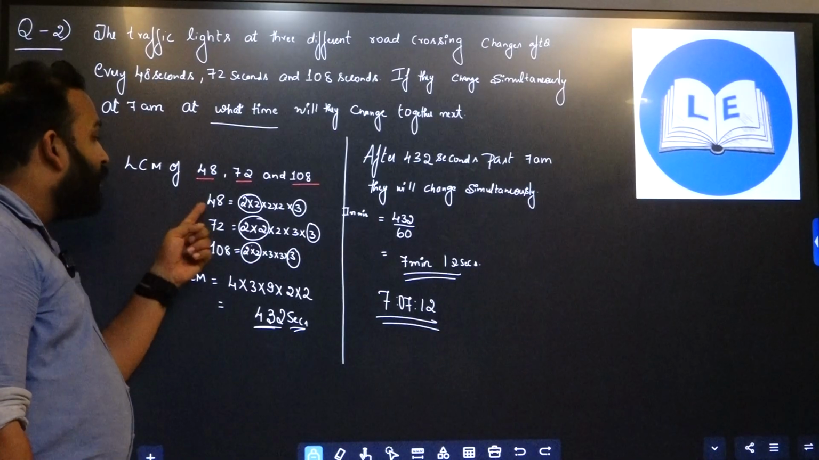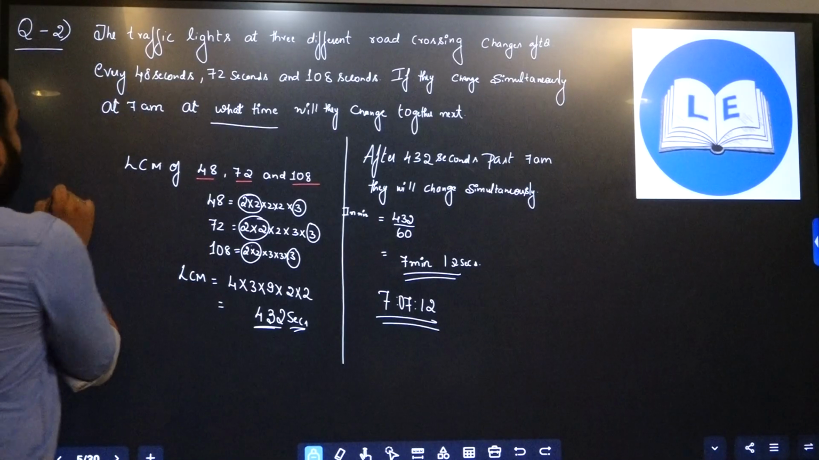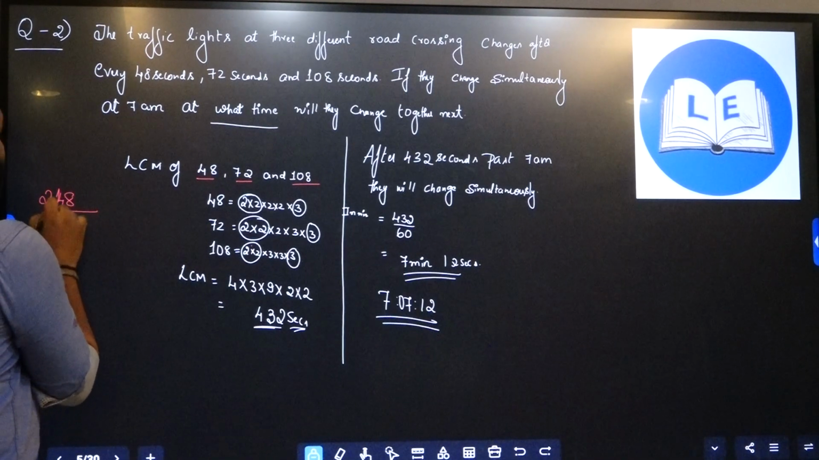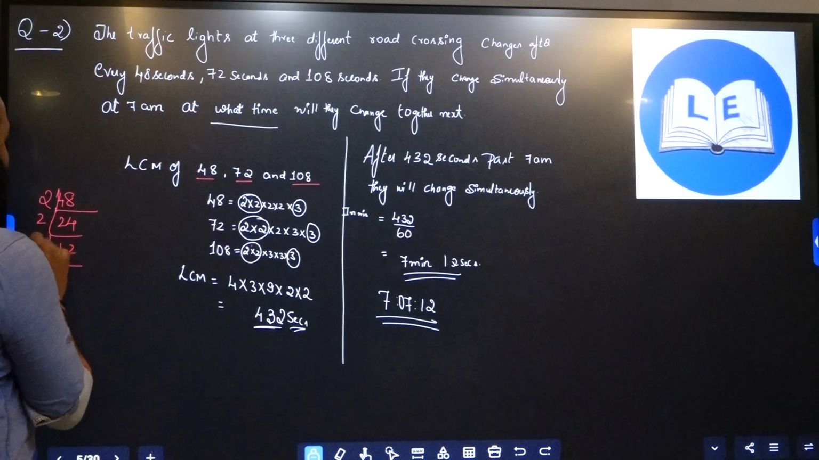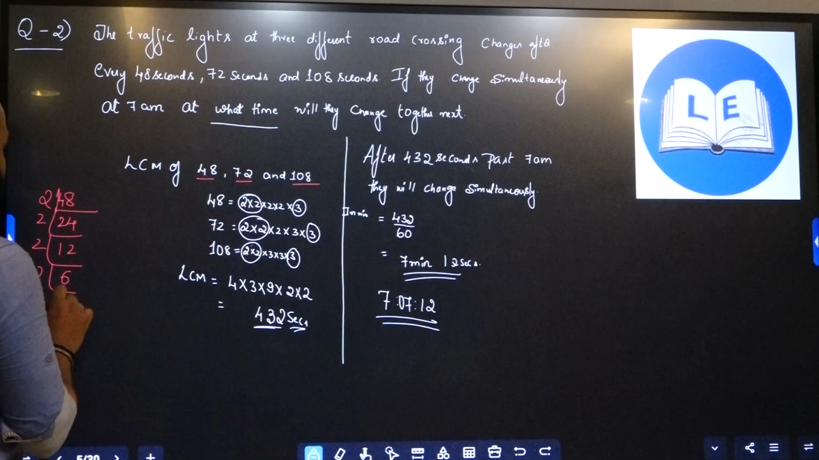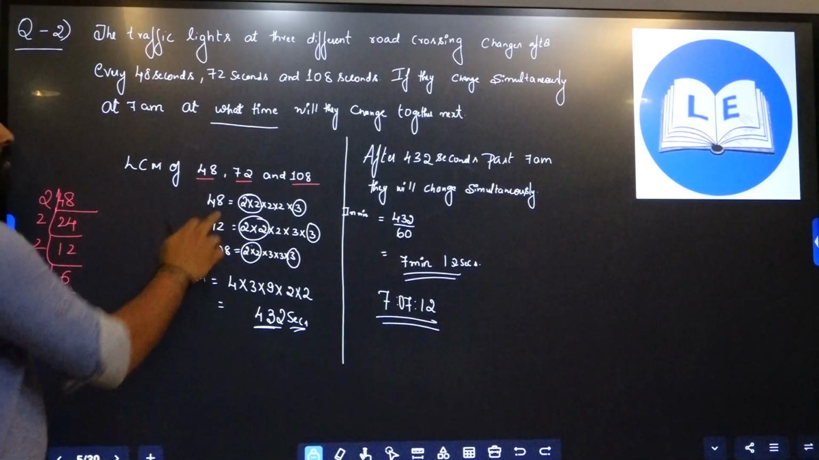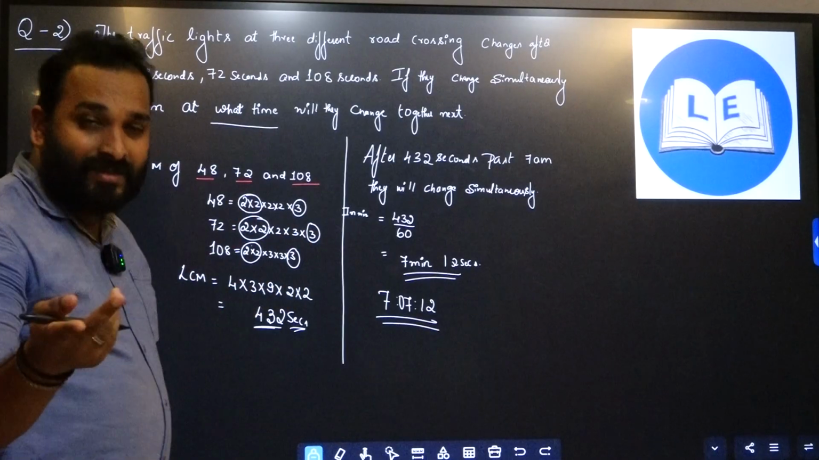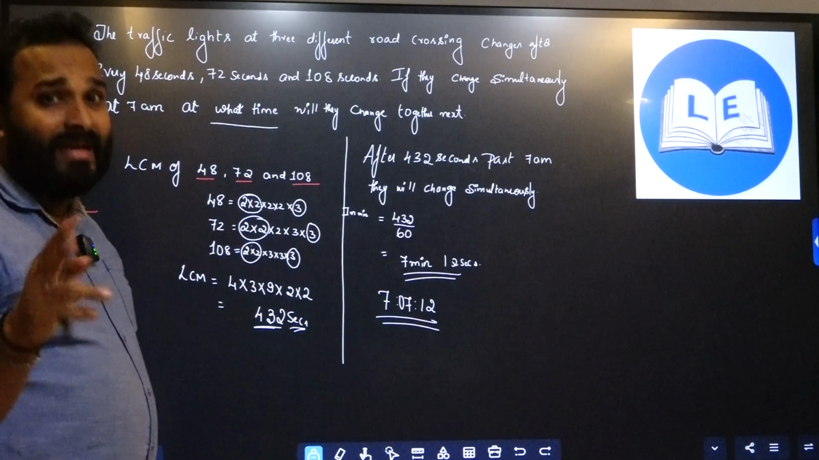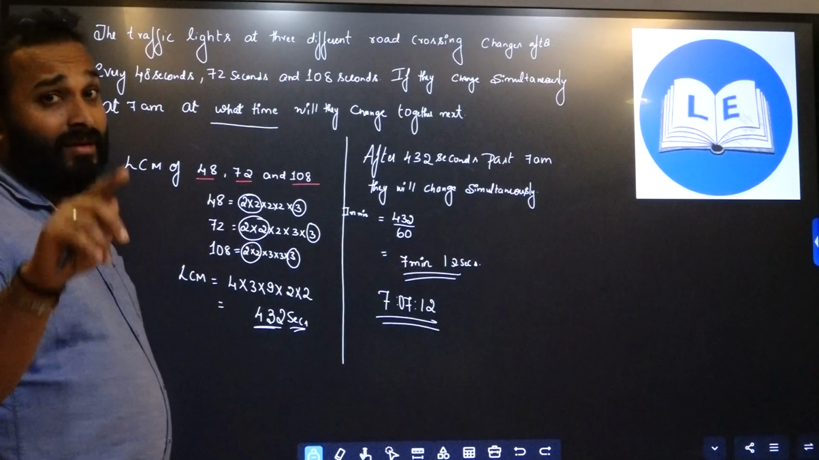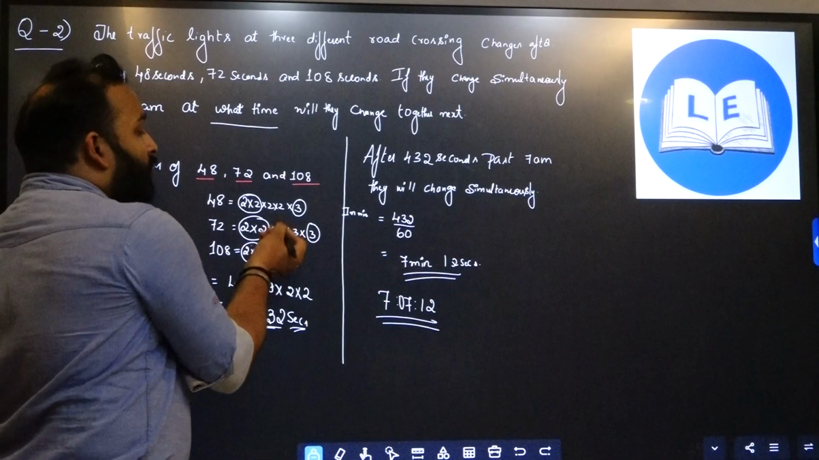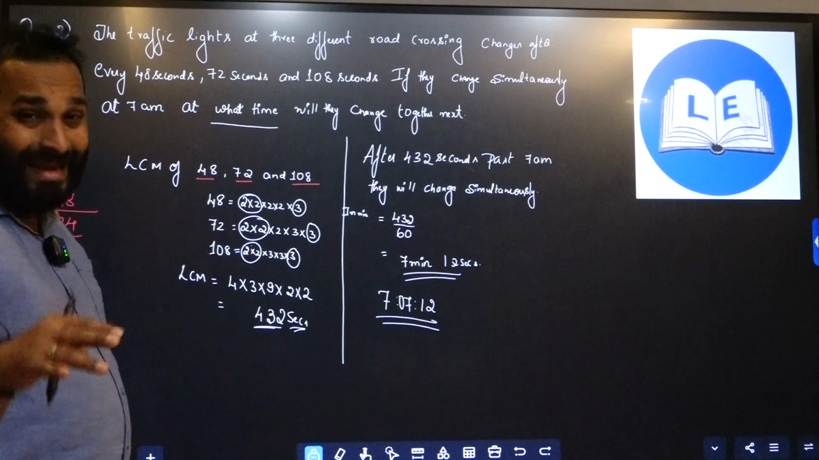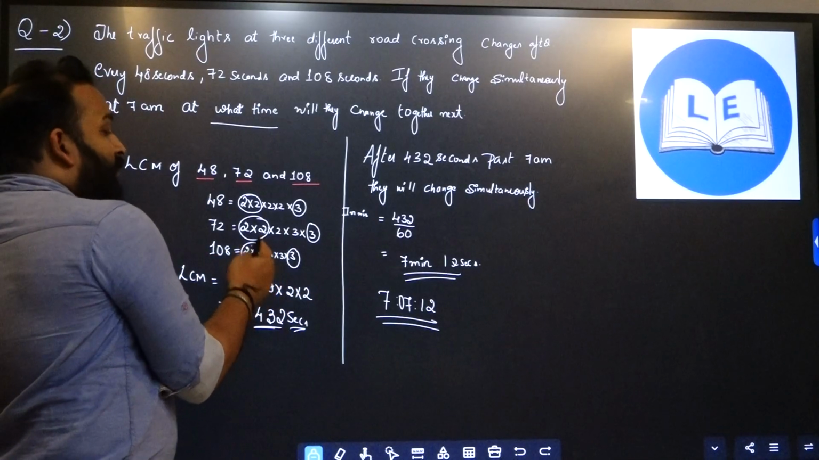So LCM of 48. What are the factors, children? How do you factorize 48? Quickly. 2 into 2 into 2 into 2 into 3. 72 again: 36, double of 36, double of 18, double of 9, right? Then 3 times 3. So 3 into 3 into 2 into 2 into 2. 108 again, you know 108 is 12 into 9. So 3 into 3 into 3 into 2 into 2.